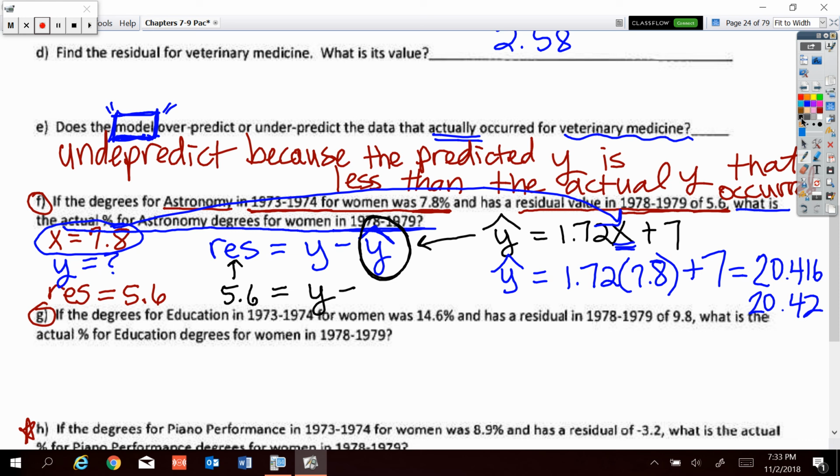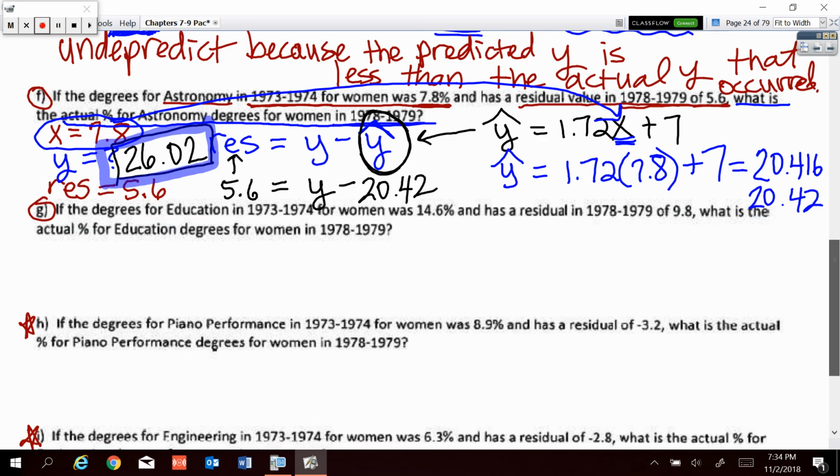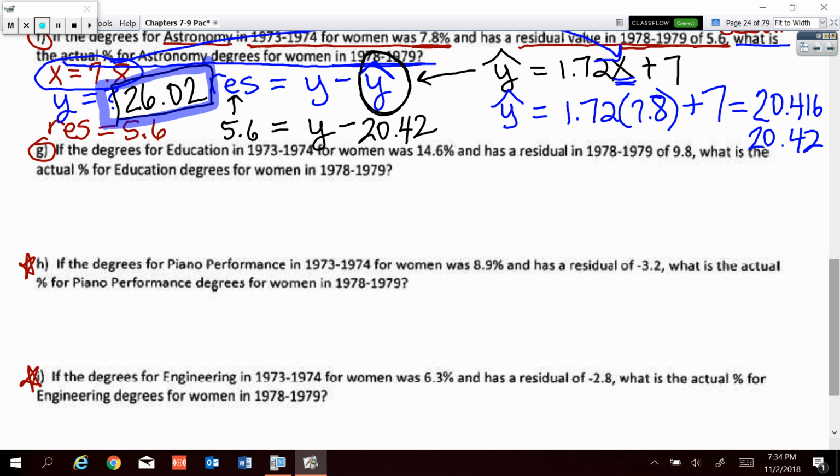So here I have my equation: 5.6 equals y minus the predicted 20.42. Use your algebra, move that on over, and the y value is 26.02. 26.02 is the final answer for the actual y that occurred for astronomy. Okay, so quite a bit of moving around and figuring that out. I want you to now do the next problem. Read that to yourself. It's for education.